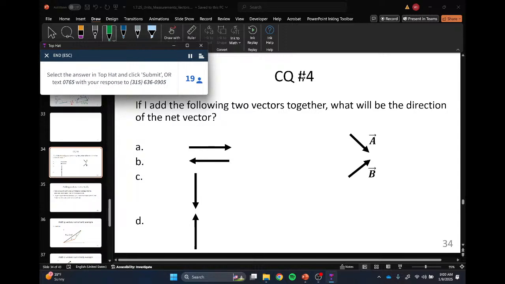Yep. You draw one arrow, then you draw the next one. And the cool thing is the order that you do them in. 2 plus 3 is the same as 3 plus 2. So if you draw Z first and then A, you get the same result.